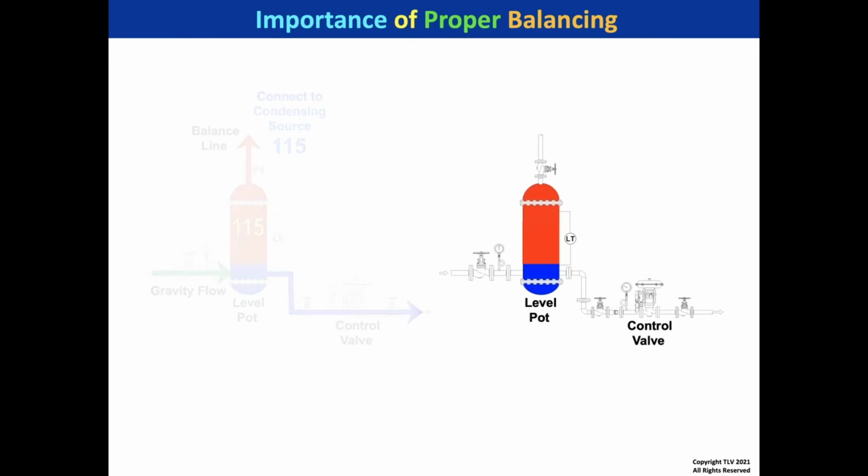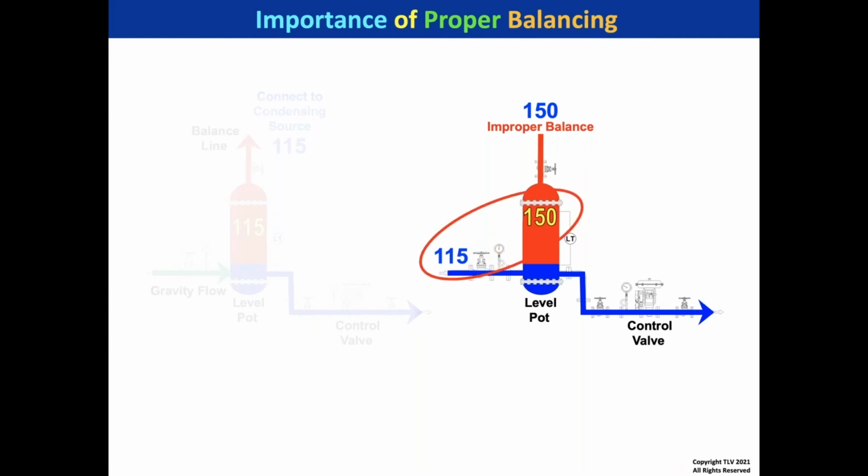But now let's take a look at this level pot on the right. And let's say that we had 115 from the condensing source, but it wasn't balanced properly, and it was balanced to 150 psi. So that brings 150 psi into the level pot. So how do you get condensate to flow from 115 condensing source when you have this line connected? And if you restrict that balancing, then you're defeating the purpose of having a balance by compressing the vapor in the top of that level pot. That's really a problem. So we wouldn't want to do that. That's a big restriction to gravity flow.